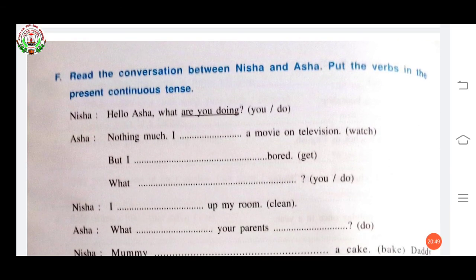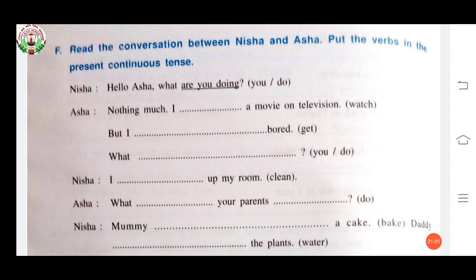Now see F exercise. Read the conversation between Nisha and Asha. Put the verbs in the present continuous tense. Very easy. Verbs are given. You just have to add ing and use the correct verb. Now see Nisha. Hello Asha, what are you doing? You is given and do is given. So one is given for you. With you we are using always are, whether it is singular you or plural. Okay. So, what are you doing?